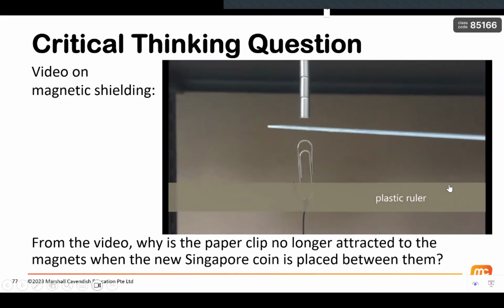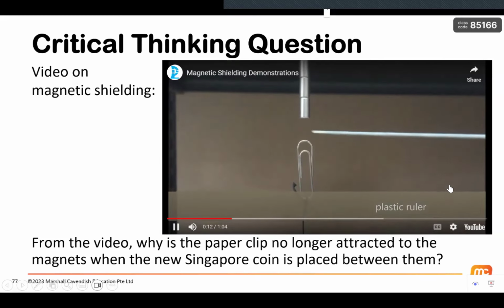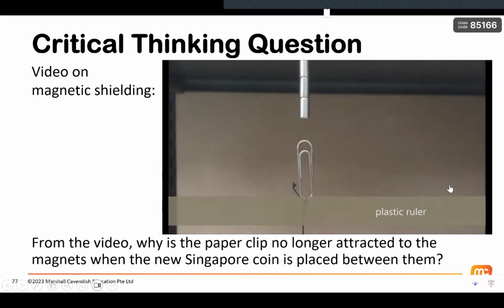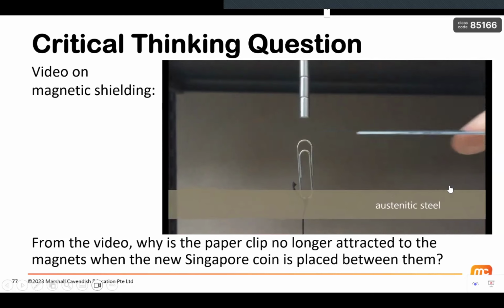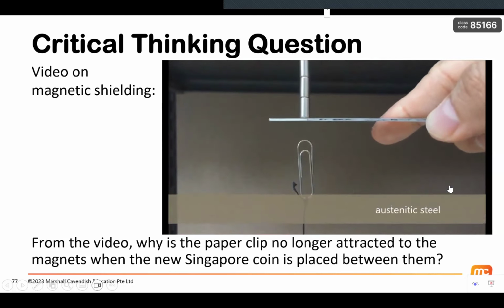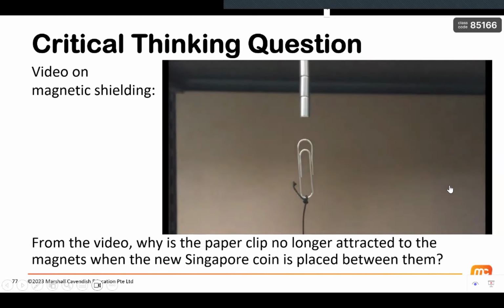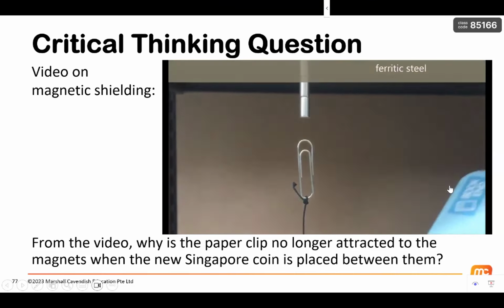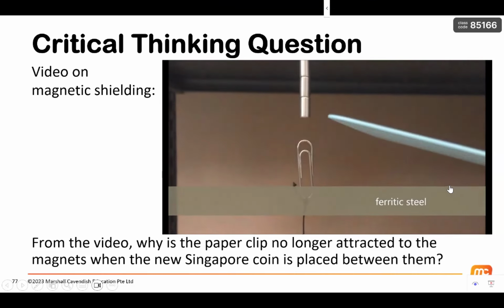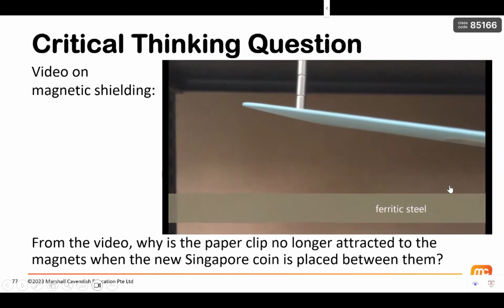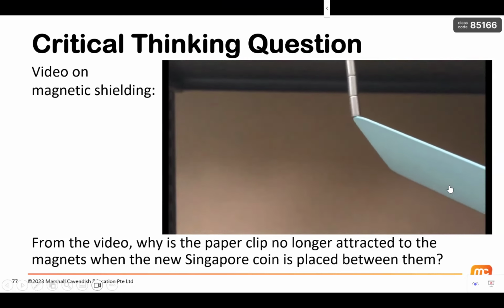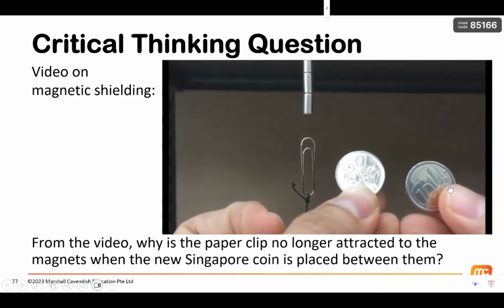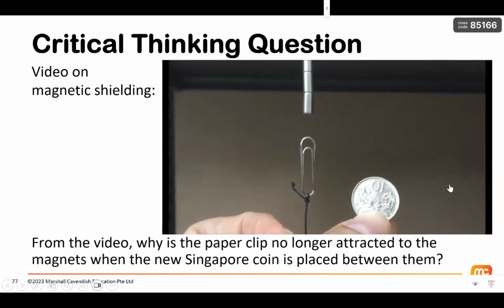The paper clip currently is being induced with opposite poles, so it gets attracted to the magnet. When I place different materials in between them, you will see that there is no effect, because these are not magnetic materials. But now I'm going to show you what happens if I place a magnetic material, steel. You will see that the steel gets attracted to the magnet, and the paper clip will drop down because the magnetic field goes through the steel.